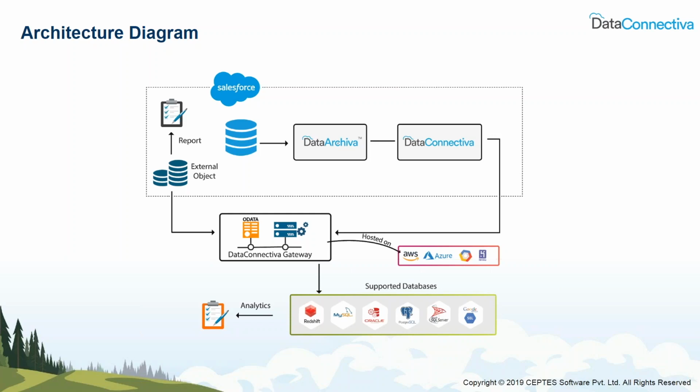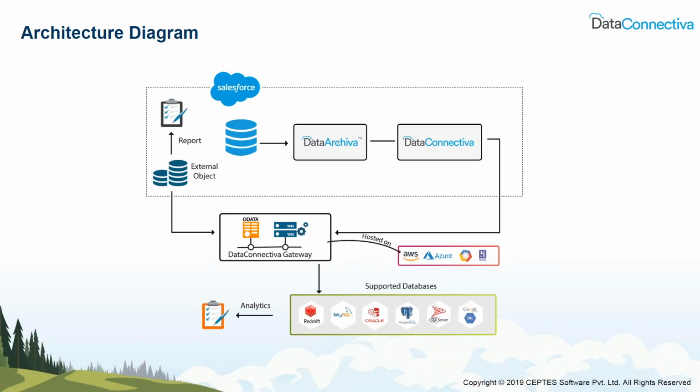So by default, as I said, we support Big Object once you install the Data Archiver onto your org. And anytime you need external storage, that's when you need this Data Connectiva and the Data Connectiva gateway. So once these three things are configured, it's all good to archive your Salesforce data into external storage. So the external storage that we currently support is 5 different types of relational databases.